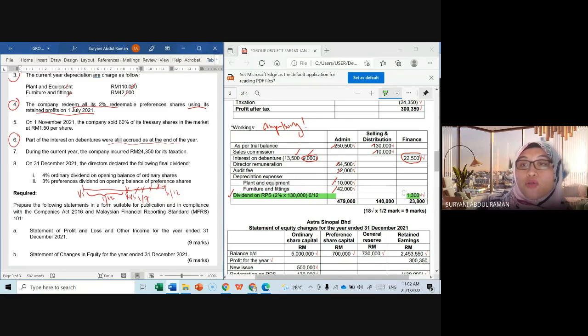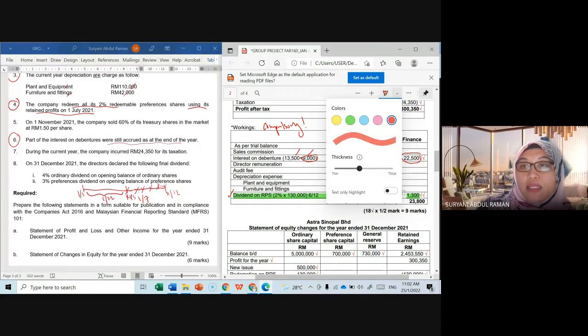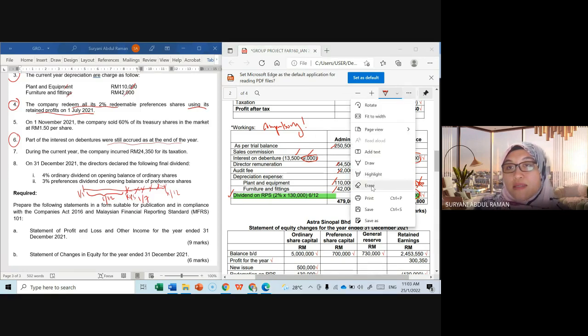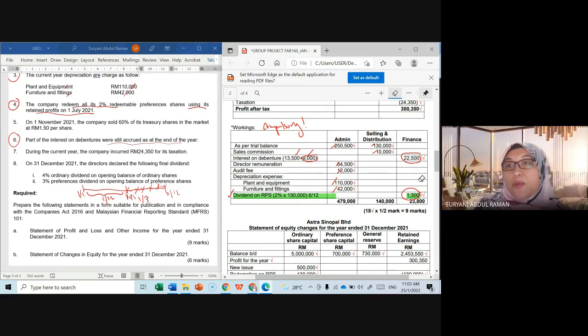Most of you did not get this part correct. Most students, most groups did not get this one. You miss this one. Some did well but you just wrote 2,600, which is wrong. You already redeemed on 1st July, so there is no RPS starting on this date. Okay, can you understand, class? These two, many did not get.